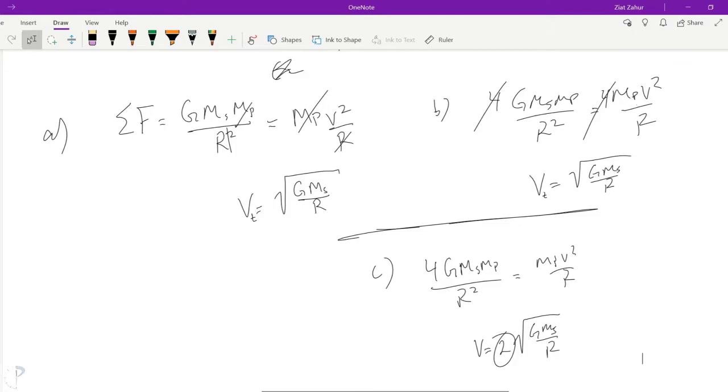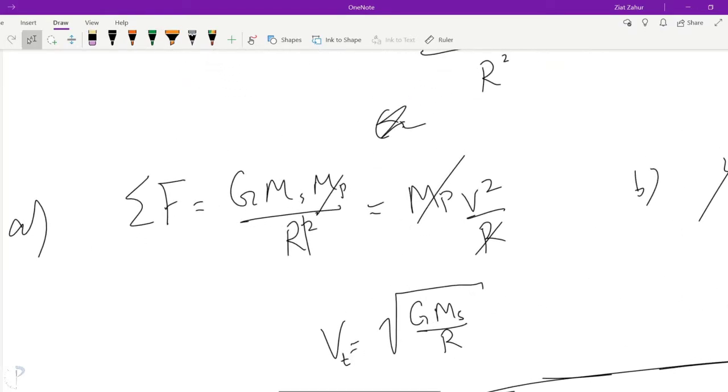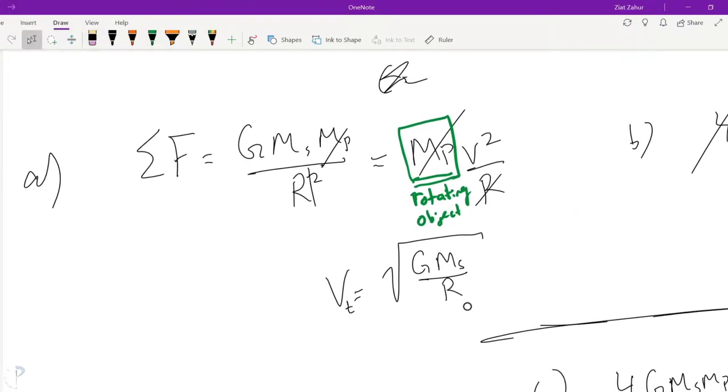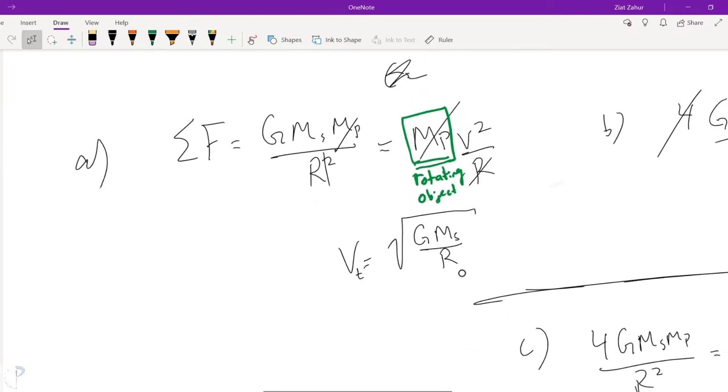So if I run through this again, we did the sigma F equation. The net force is the gravitational force, G M m over r squared, and it's equal to m v squared over r. And the right side is the object that is rotating. The mass that you use on the net side, the right side of Newton's second law equation, is the object that is actually rotating.